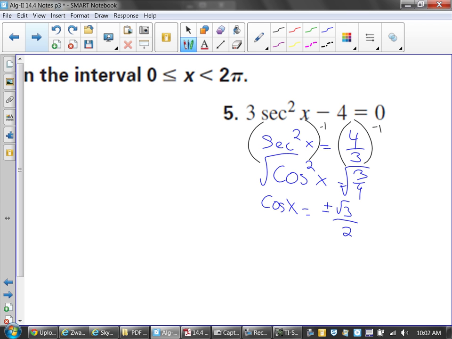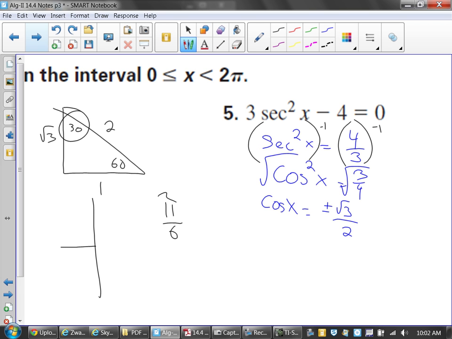Which one is it? Is it a 30, 60, 90 triangle? It's a 30, 60, 90 triangle. So I'm looking at cosine being root 3 over 2. So let's see here. 60, 30, so that's root 3, 1, and 2. Which angle gives you the cosine of root 3 over 2? The 30. So the 30-degree angle, which is known as pi over 6, very good.